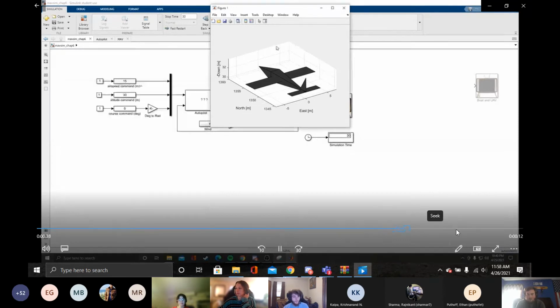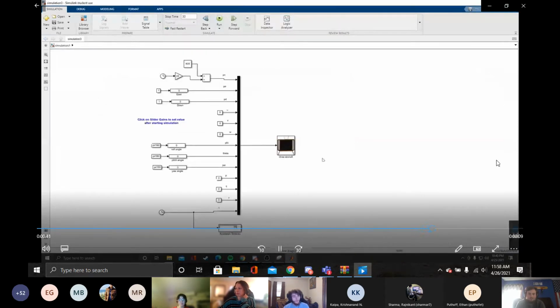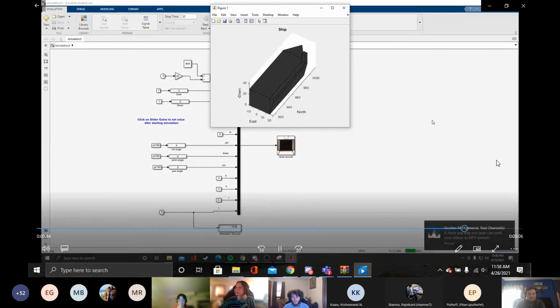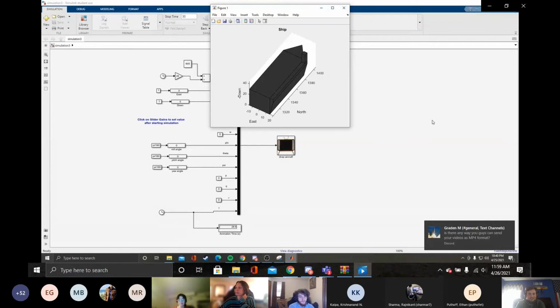So that was the plane, and then that's after 30 seconds, and then this for the time appears faster, so it seems like the boat is going really fast, but that's after the same amount of time, and they end up getting to the same position.